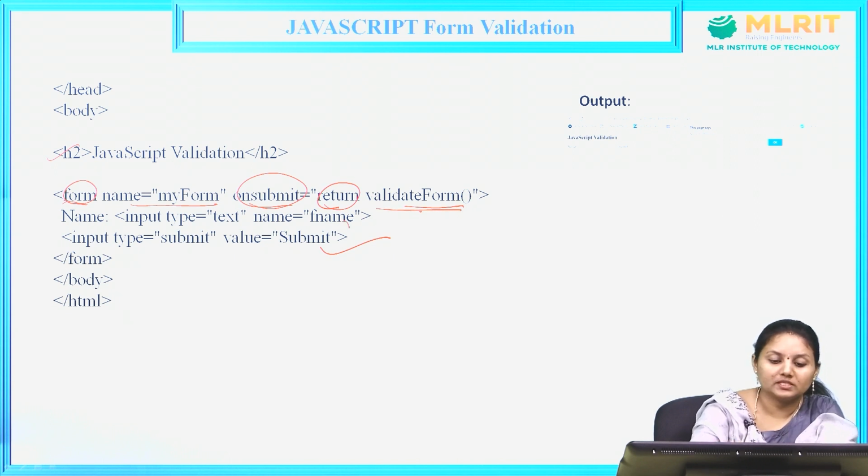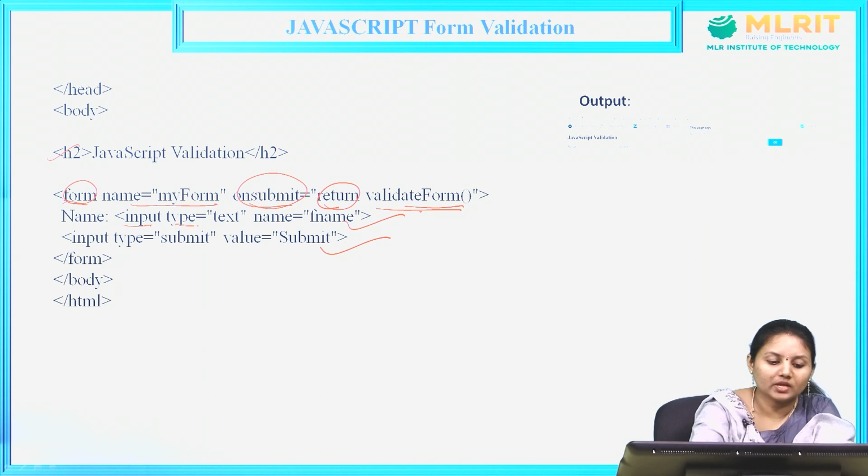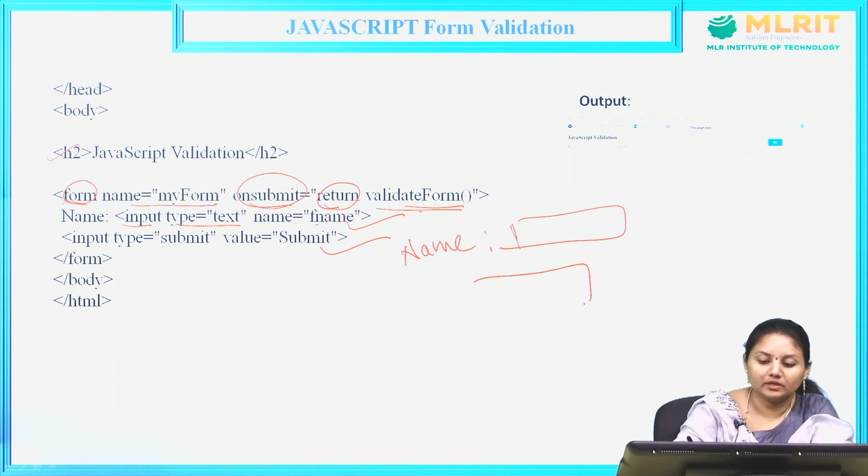So that validateForm will be accessed. What is there? This fname value should be retrieved. If it is empty, then it should give an alert that the name should be filled out. This is how we are writing input type equals text, because fname is text. This will give you an input box, name fname. Here you will write a name, and you will get one submit button.